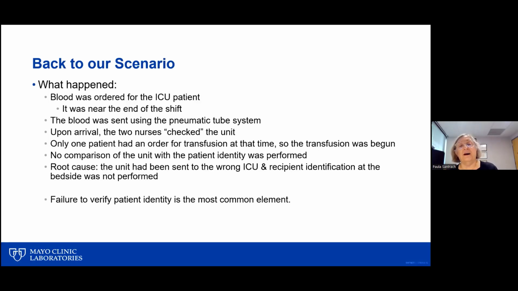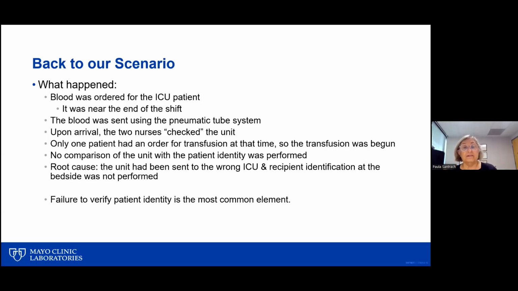Well, blood was ordered for the ICU patient. It was near the end of the night shift, and the blood was sent using the pneumatic tube system. So upon arrival, the two nurses checked the unit. It's not clear exactly what they checked. They kind of went back and forth. Only one patient had an order for transfusion at the time, and the transfusion was begun, but they didn't check the unit with the patient's wristband, the patient's identity. The problem turned out to be that the unit had been sent to the wrong ICU, and recipient identification at the bedside was not performed. So there was a lot of checking, but not checking of the right thing.